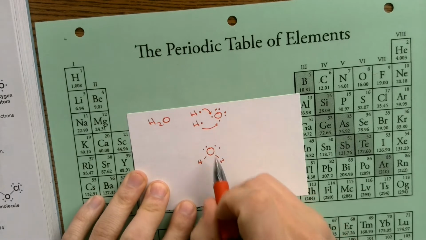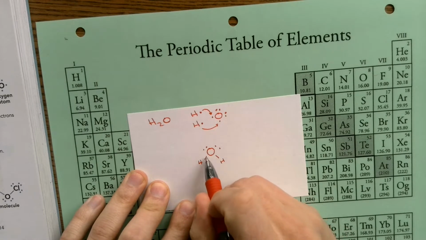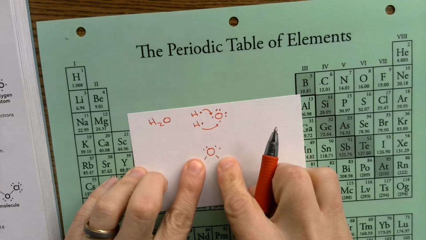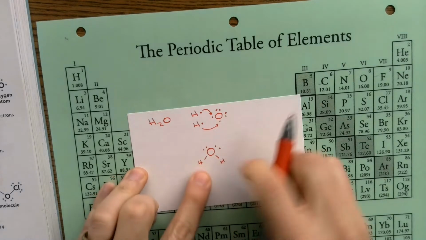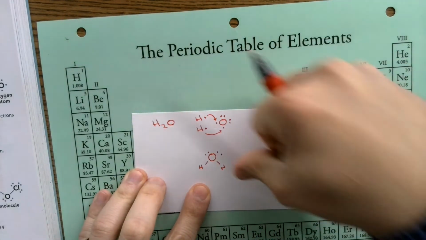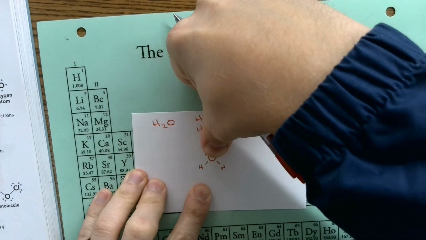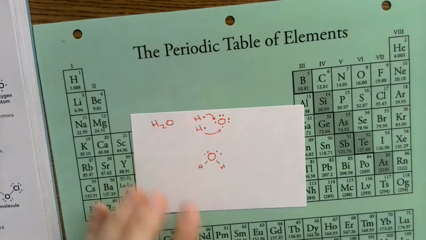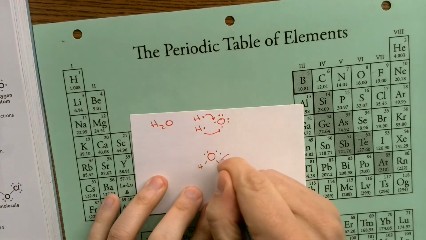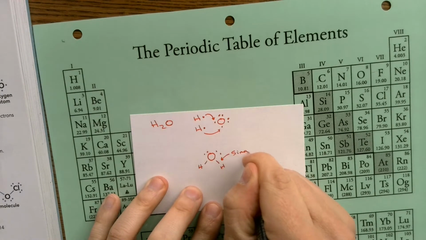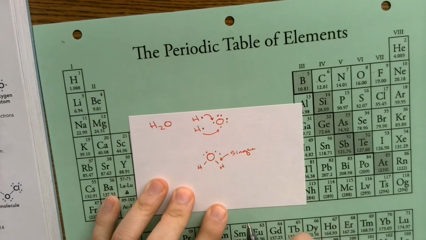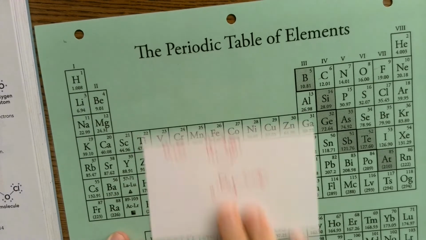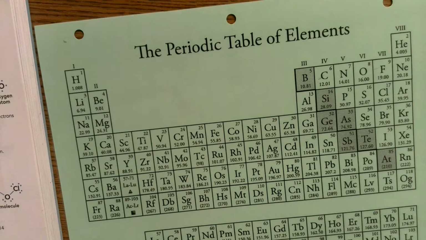This bond here is showing me 1, 2, 1, 2. So if we cover up my hydrogens, we've got 8 around my oxygen, and if I cover that line, I've got 2 electrons for each hydrogen. So the octet rule is satisfied, and they formed a single covalent bond. All right, let's do another one. Let's do one with a double bond. So let's do carbon dioxide.